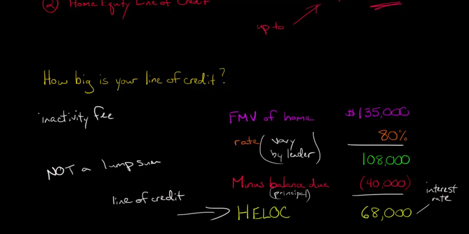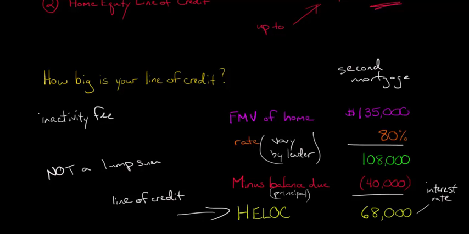And then there are other fees too, just with home equity loans in general. You're going to have to pay an appraisal cost so that they can figure out that the fair market value of your home is $135,000. So there are fees associated with this, above and beyond the interest rate you're going to have to pay. And because you're paying an interest rate on this, it's important to remember this is a second mortgage.